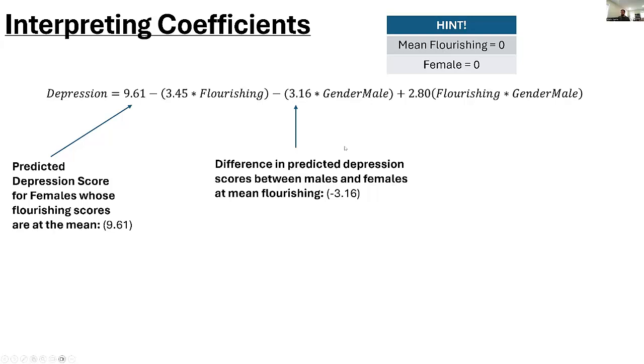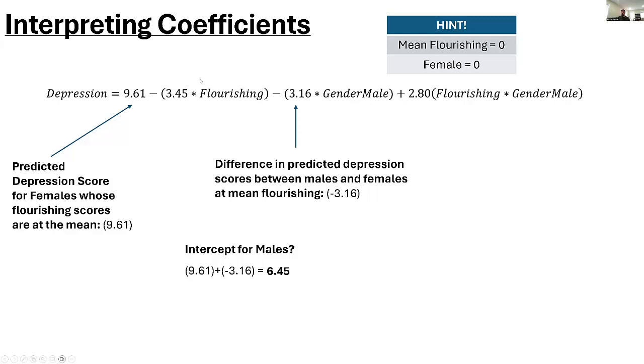So what does that really offer us? Well, it gives us the ability to calculate the intercept for males, right? So this is the females, and this is the difference between males and females. If we add these two numbers together, 9.61 plus negative 3.16, we get 6.45, and that's our predicted intercept for males in our sample.